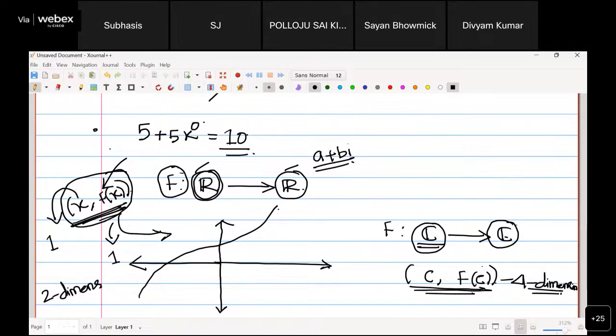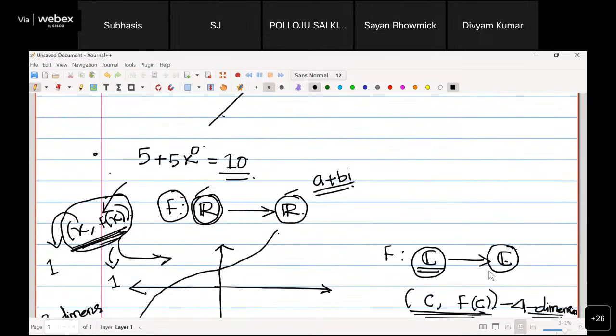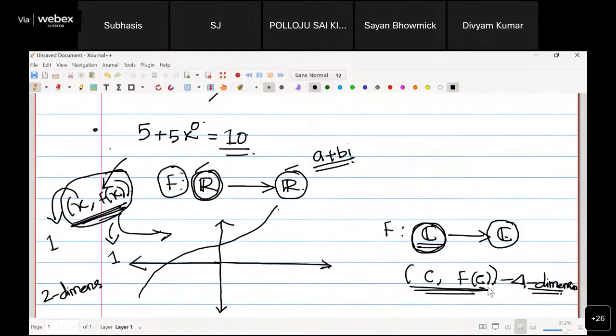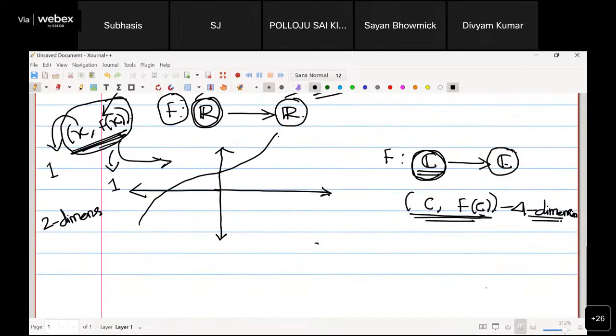But when you are in complex numbers, you are in a two dimensional thing. If you take C, the complex number is actually a two dimensional object. How do you represent a complex number? You need two things: a plus bi, where a is a real number and b is also a real number. So that's why it's a two-dimensional object.